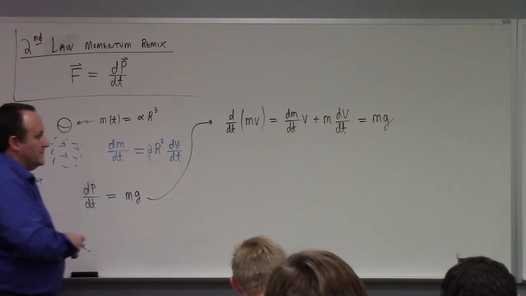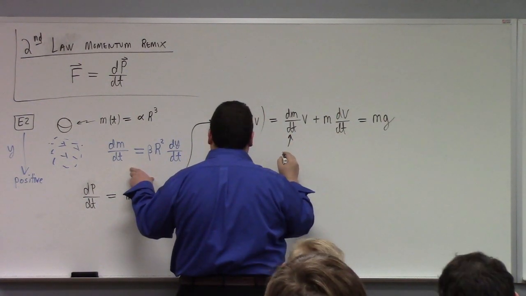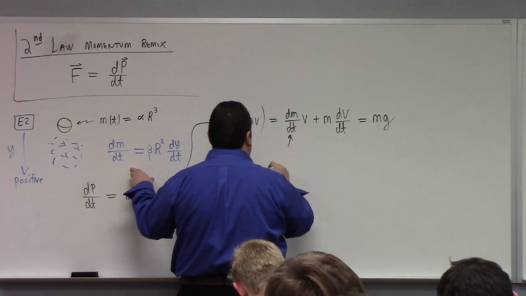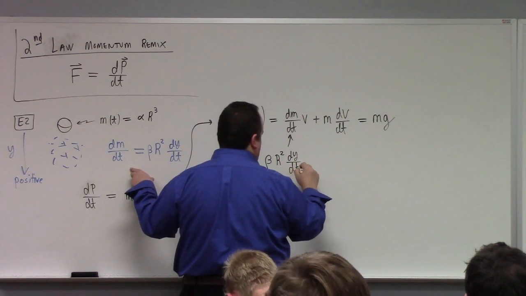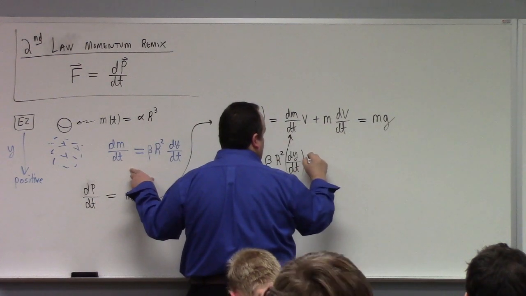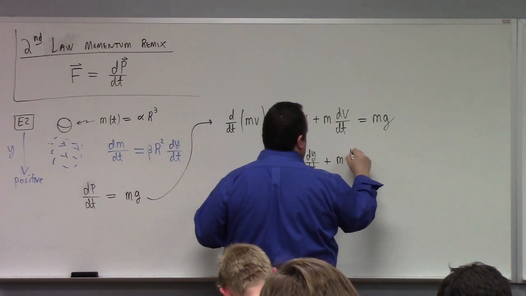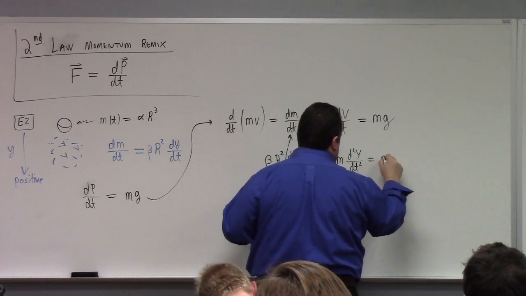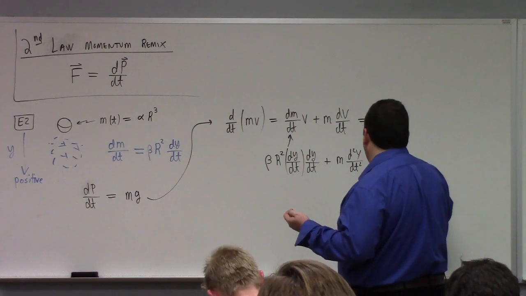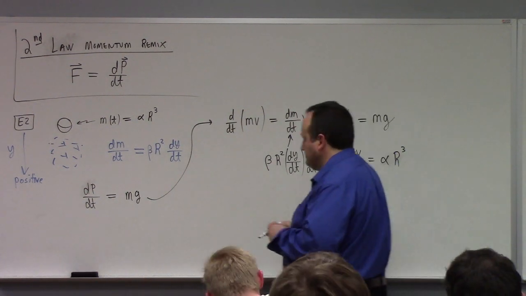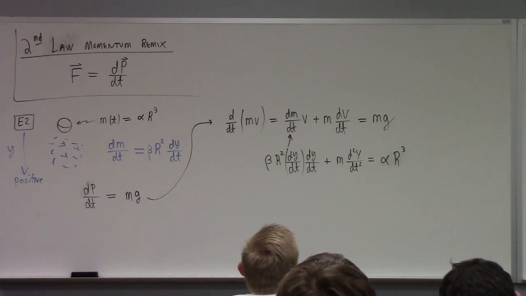But as I was saying, dm/dt should be something like beta r squared dy/dt, and then this v is also dy/dt, plus m d squared y/dt squared equals mg. But of course, the m was what? It was alpha r cubed. And you could try to solve differential equations like this to understand the motion of a raindrop through a cloud.